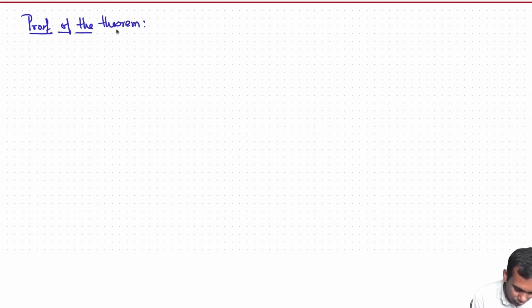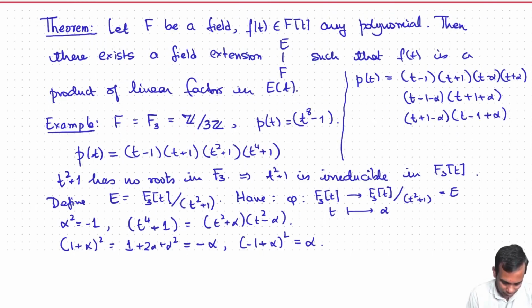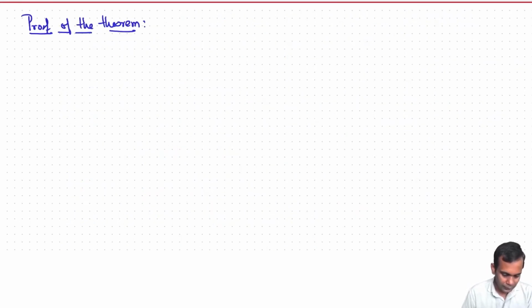Well, before we go to the proof of the theorem, let's just go back and take a look at the statement of the theorem. So the theorem says that if F is any field and little f(t) is any polynomial with coefficients in the field F, then there exists an extension E over F such that the polynomial little f(t) is a product of linear factors. Okay, so you have a complete factorization of the polynomial in the field E. And so the proof of the theorem is by induction on the degree of f.